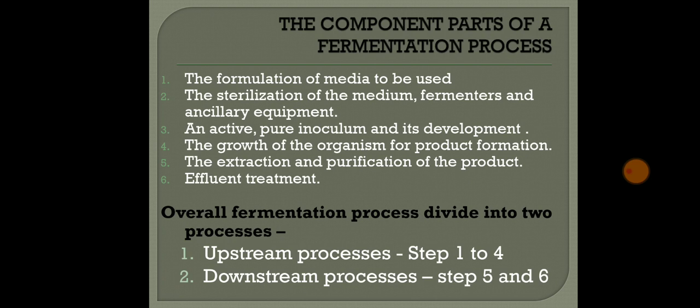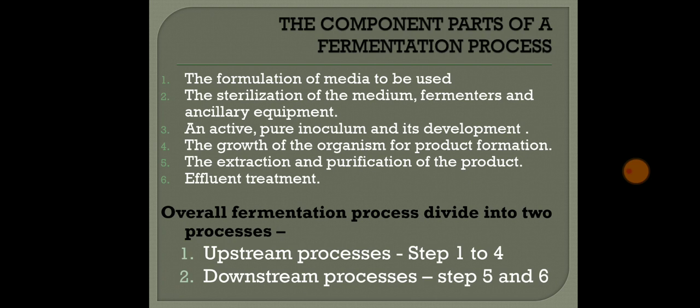So these 6 steps are divided into 2 types of processes. Upstream process, which involves the first 4 steps, that is formulation of media, its sterilization, preparation and development of active inoculum, and actual product formation. And the last one, downstream process, which involves steps number 5 and 6, that is extraction and purification of the product and effluent treatment.